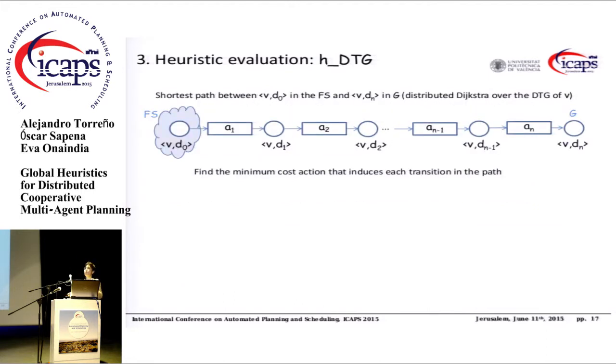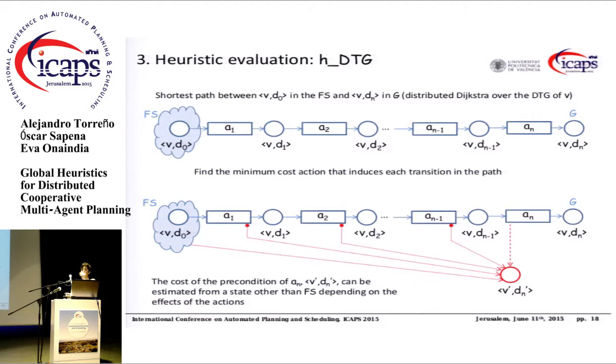So more particularly, what we do is we calculate the shortest path from the initial value of the variable in the frontier state to the final value Dn in the goal state by applying the distributed Dijkstra algorithm on the DTGs, and then find the minimum cost action that induces each transition in the path.